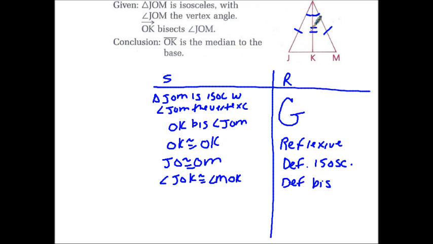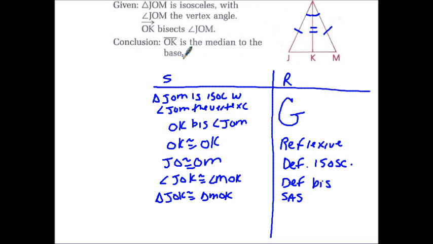Okay. Looking at my two triangles, I see they're going to be congruent by, again, side angle side. Triangle JOK is congruent to triangle MOK, SAS. Two sides and an included angle. Now, let's go back and touch base with our conclusion. We're trying to prove that OK is the median to the base. What would we need to say it's the median?